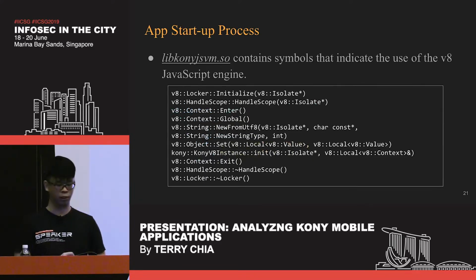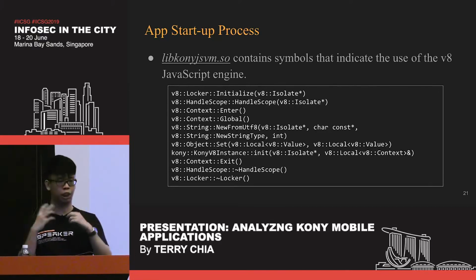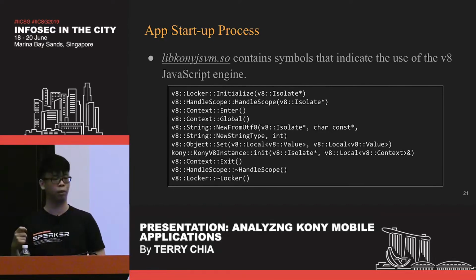And the shared library contains symbols that indicate the use of the V8 JavaScript engine. So this is just a very tiny subset of all the V8 related symbols in the shared library. And the entire JavaScript engine is actually statically compiled into the Kony JSVM library.